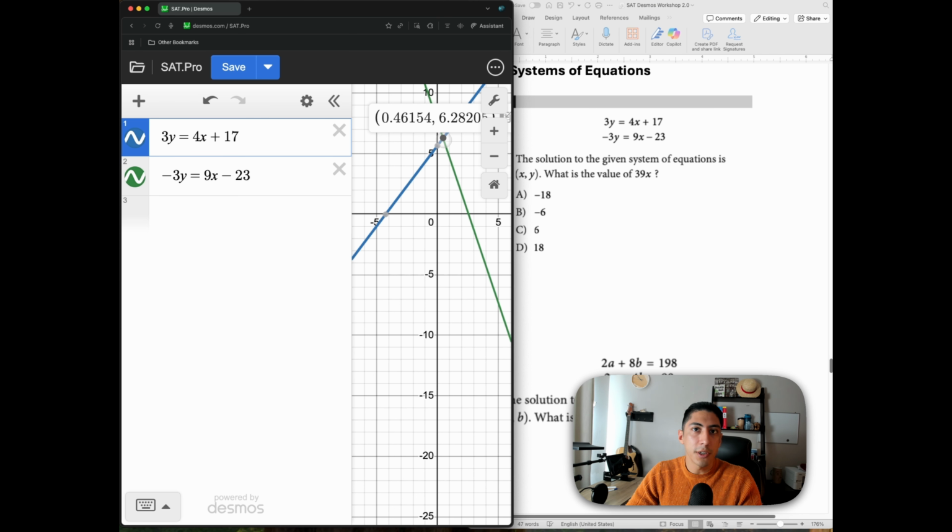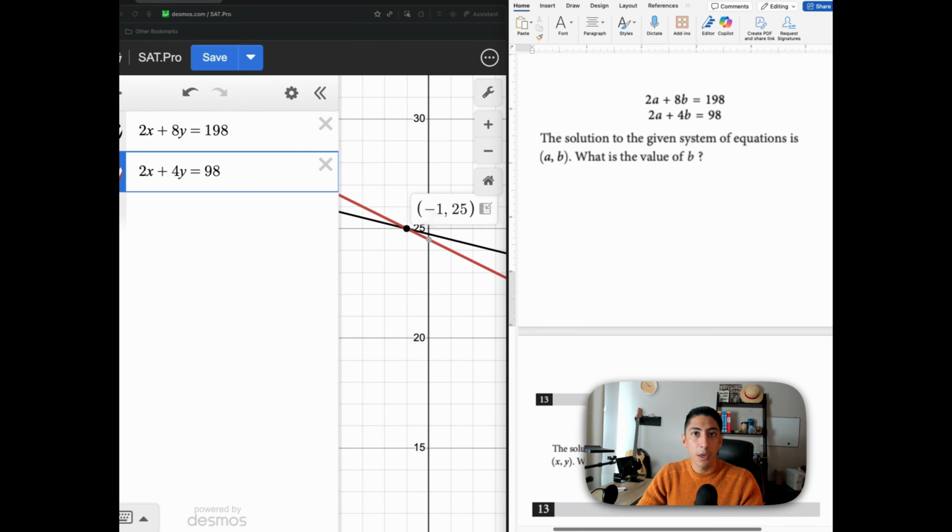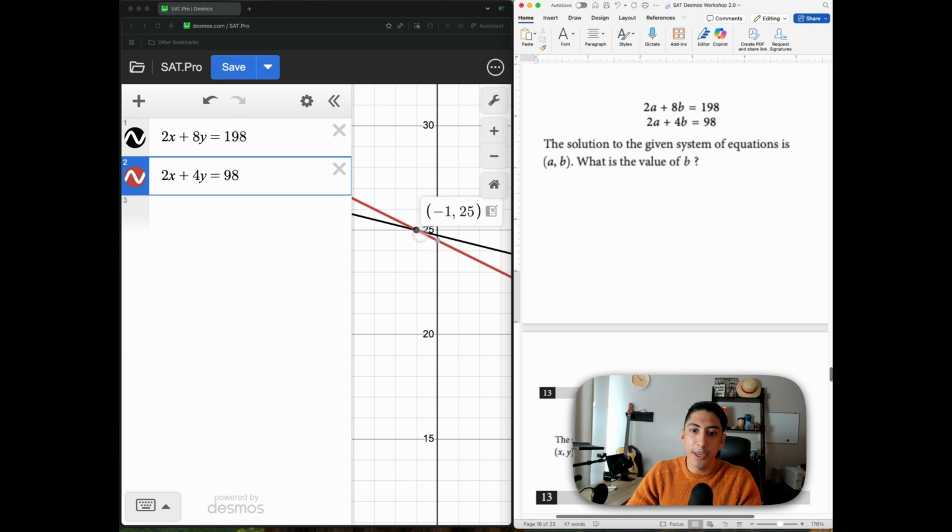Here's the first one. I see the intersection at 0.46154. They just want me to multiply that by 39. I get about 18. Here's the second one. I noticed that they intersect at negative 125. Looks like my value of b, which I put as y, is just 25.